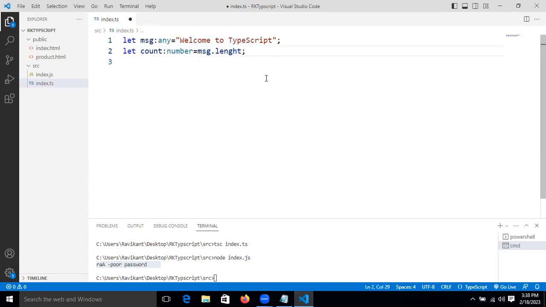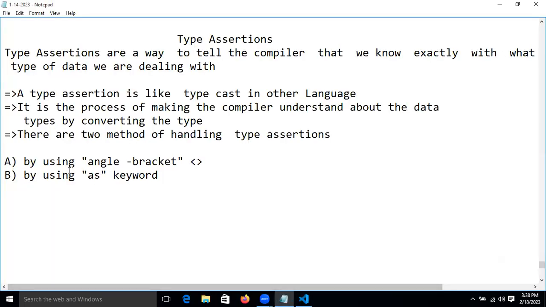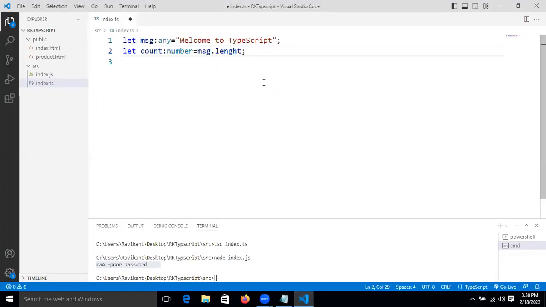So what will we do now? We will take the help of these two ways to convert these things. Then our compiler will also start giving us suggestions. Now how can we do it? Simple, nothing extra we will do.